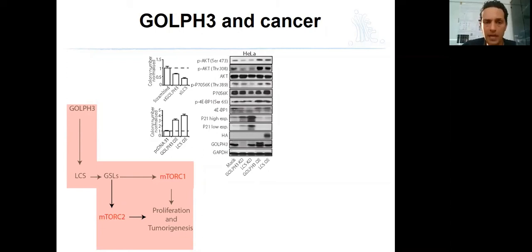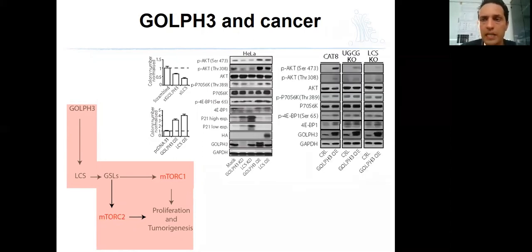So to test the dependency and check whether the activity of GOLPH3 on mTOR and growth depends on lactosylceramide synthase, we used knockout cell lines for the enzyme lactosylceramide synthase, but also the glucosylceramide synthase, the enzyme before. Very interestingly, the mTOR signaling pathway that is activated by GOLPH3 is not active anymore upon LCS knockout, I mean, it is downregulated, meaning that GOLPH3 needs LCS to activate mTOR.